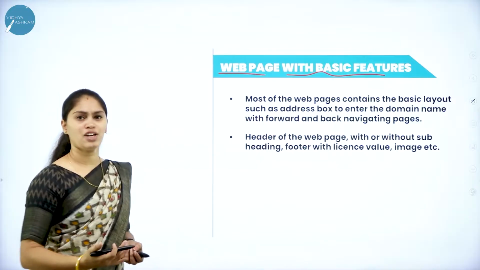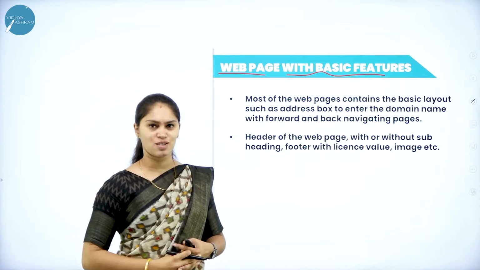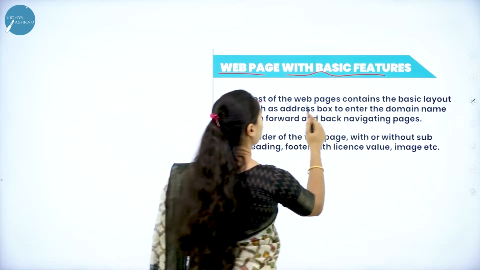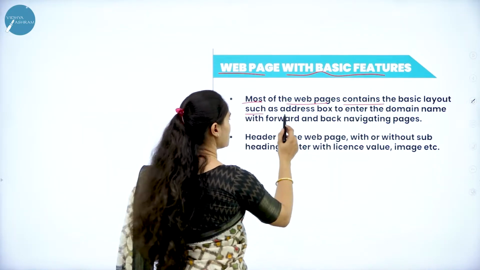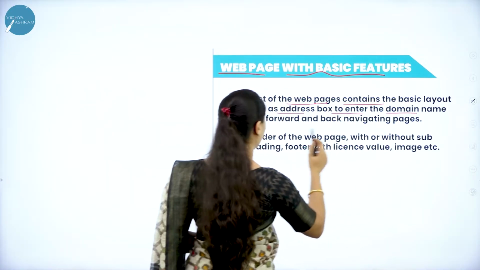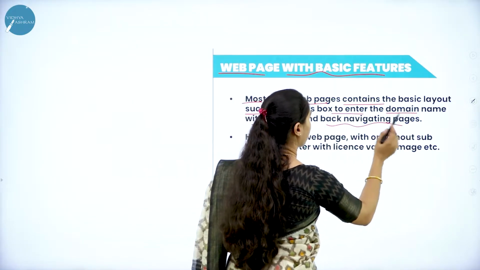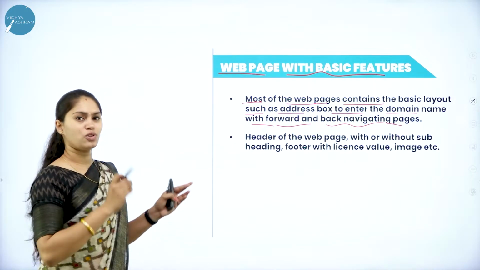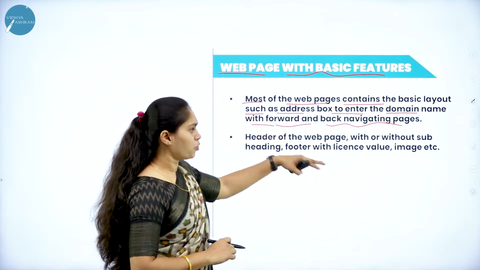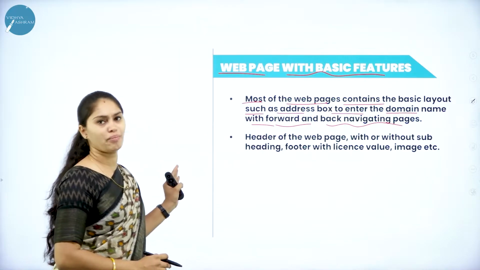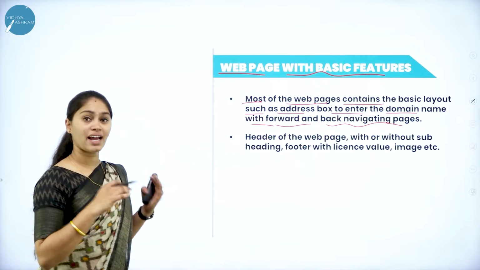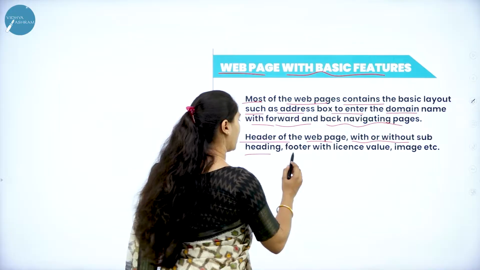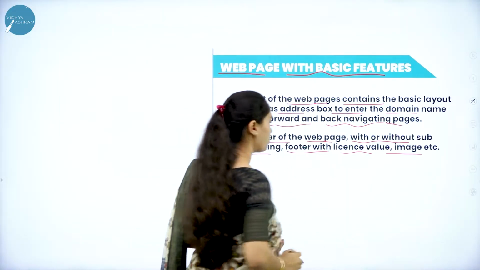So, if I consider any of the web pages, what are the features it consists of? When can I say it is a web page? We'll see now. Most of the web pages contain the basic layout such as an address box to enter the domain name with forward and back navigation. So, in any web page, I can move forward to the next page and go back to the previous page, whatever I have accessed. And also a header of the web page with or without subheading, footer with license value, image, etc.